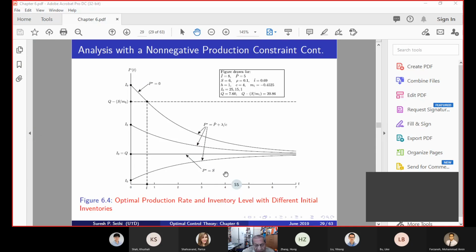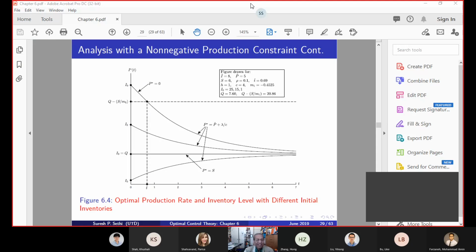Notice the following thing is important now. That Q minus S by M1 comes from the formula of P star going to 0. So if I0 is exactly at this point, Q minus S by M1, then P star will actually be 0 in the beginning, and then it will start increasing and eventually go to the turnpike. So you can see that up to I0 equal to this number, I have all the solutions. These are optimal solutions.